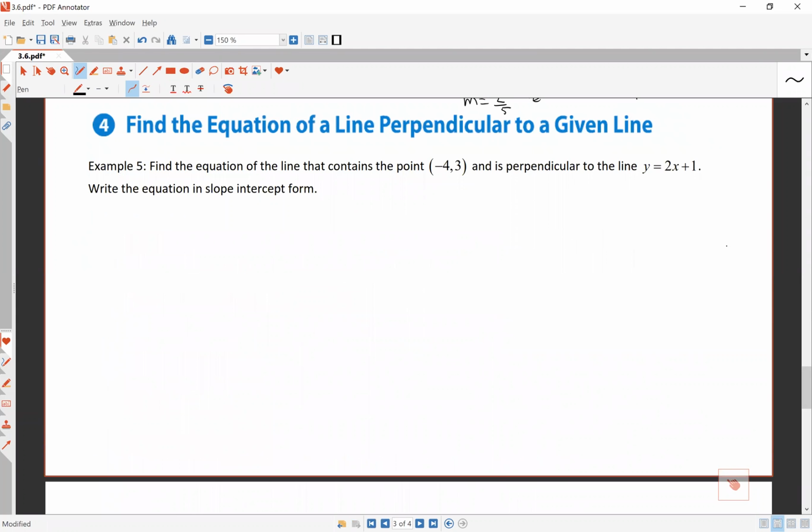Example 5, find the equation of the line that contains the point -4, 3 and is perpendicular to the line y equal to 2x plus 1. Write the equation in slope-intercept form.